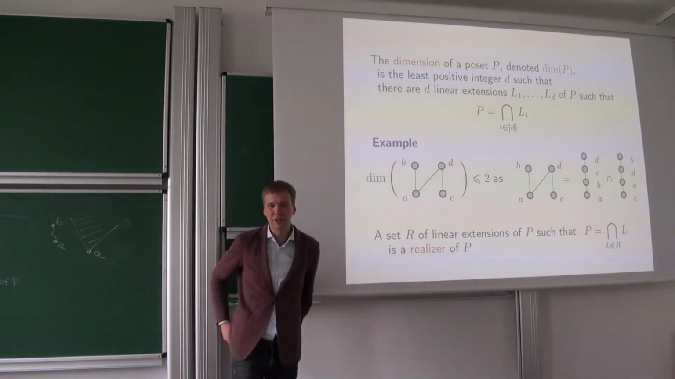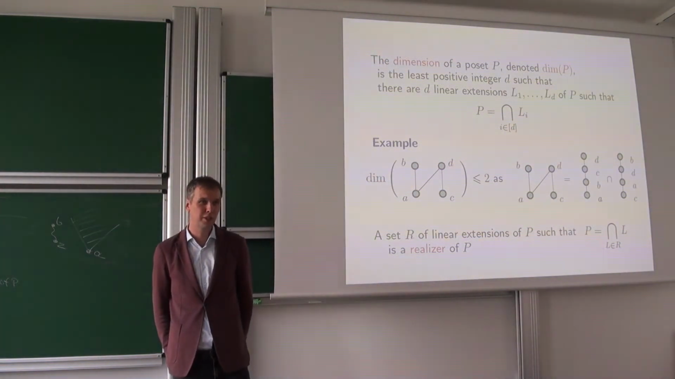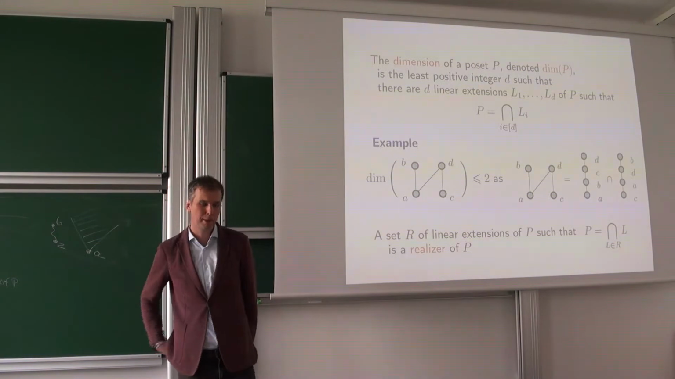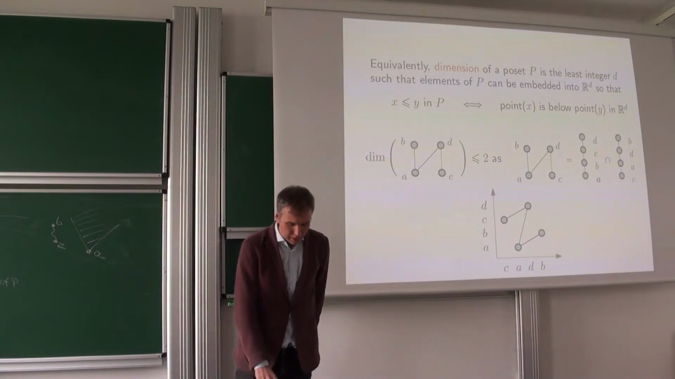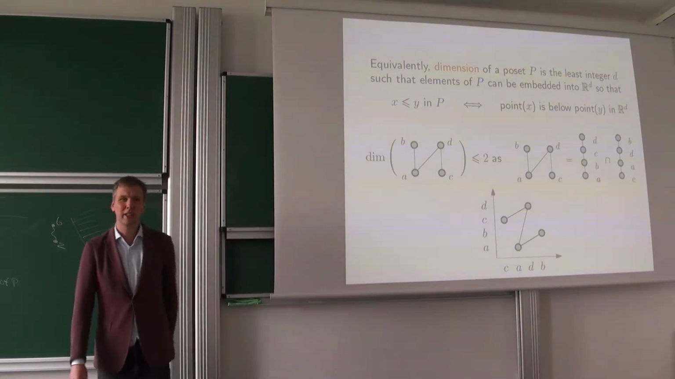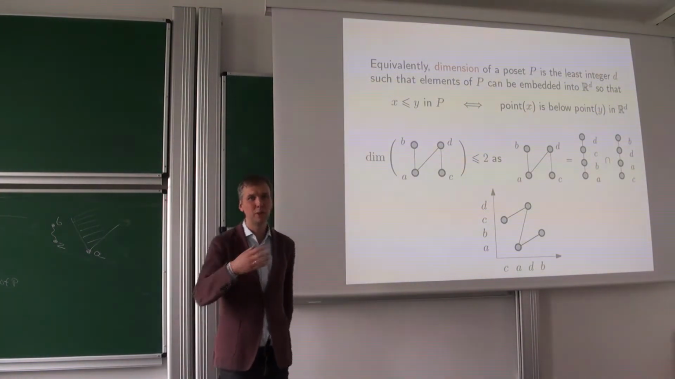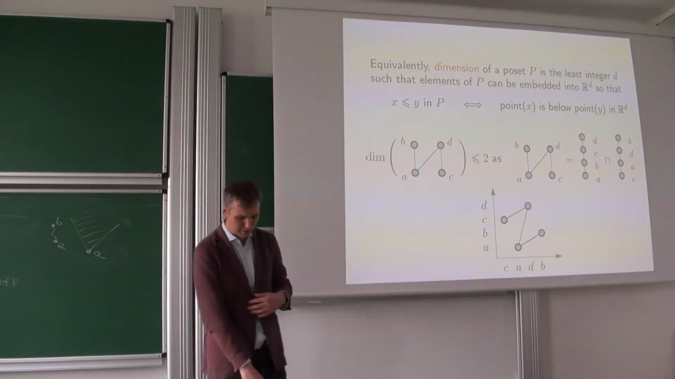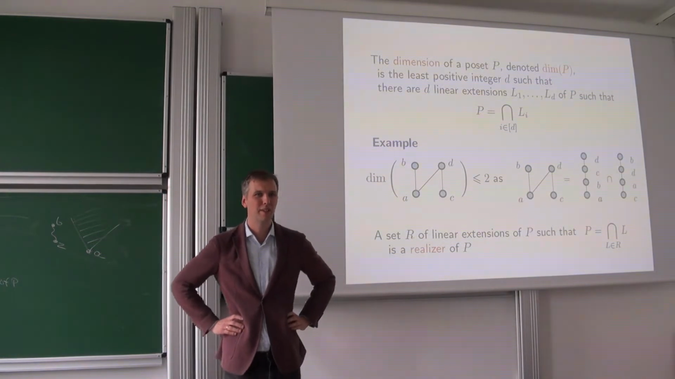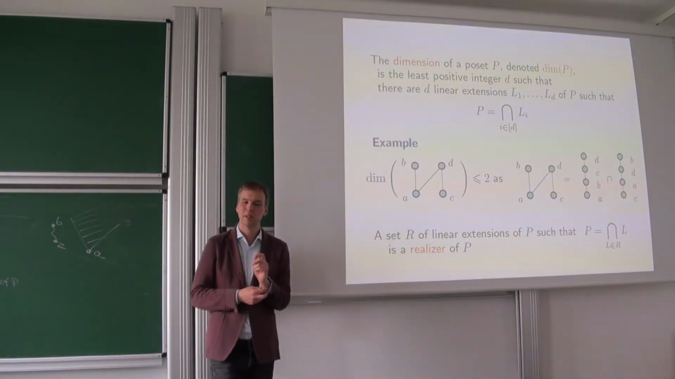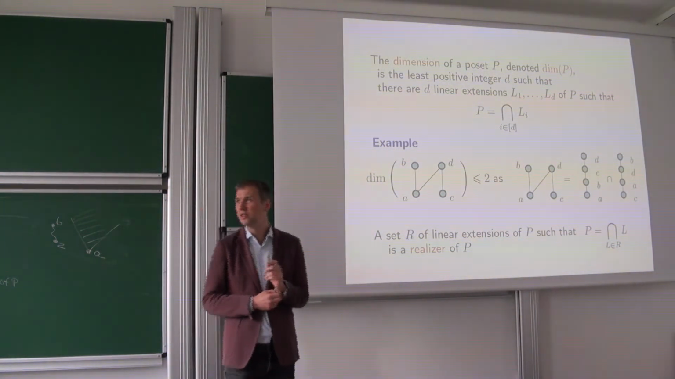So now a few definitions for the further stuff. Whenever we have a set of linear extensions that intersect to the poset, we call it a realizer of the poset. Now this dimension sounds like something that has some support from geometry. The realizer, need it be unique for a poset? The realizer that we get for a poset, when is it unique?